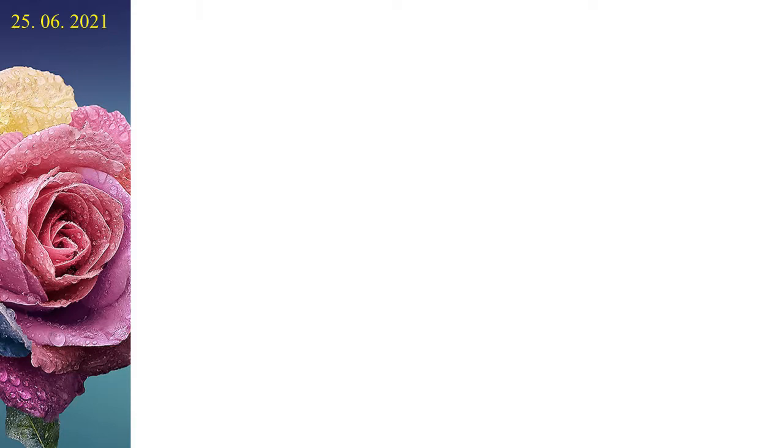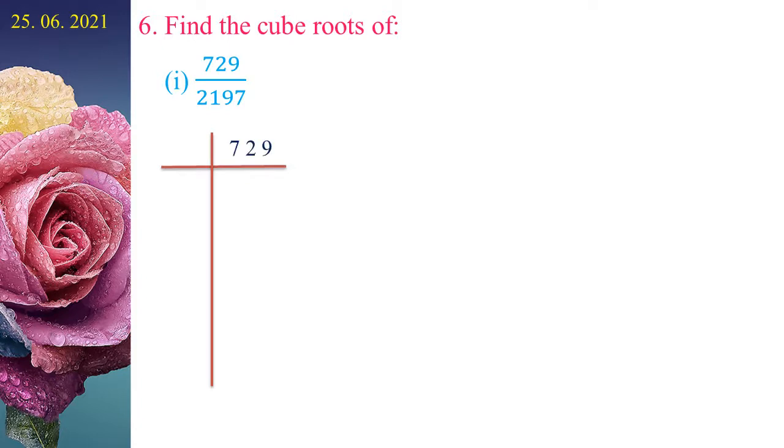Now we are going to learn how to find the cube roots of rational numbers. The given rational number is 729 divided by 2197. First, we are going to find the prime factors of 729 and 2197. The number 729 is divisible by 3. 2 3s are 6, balance 1, 12, 4 3s are 12, 3 3s are 9.